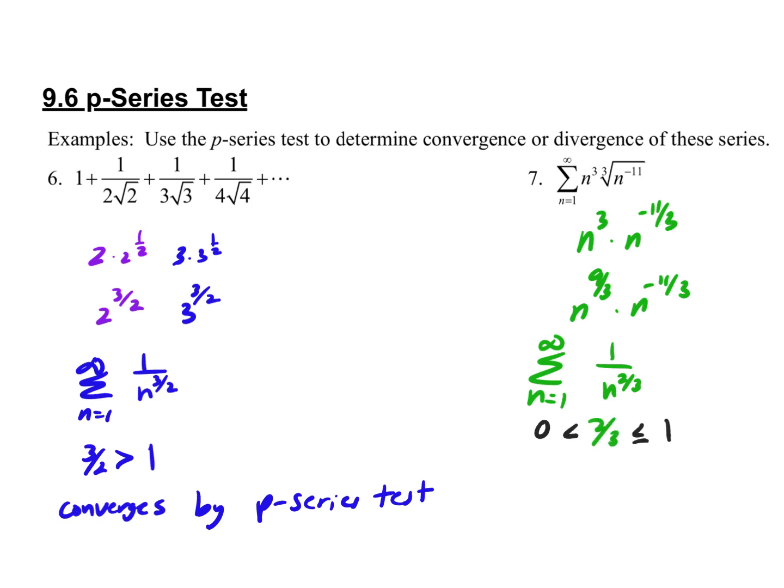Okay, so 2/3 is in between 0. It's greater than 0, but it's less than or equal to 1. So therefore, this diverges by the p-series test. So besides my little flub up here, should be pretty straightforward.